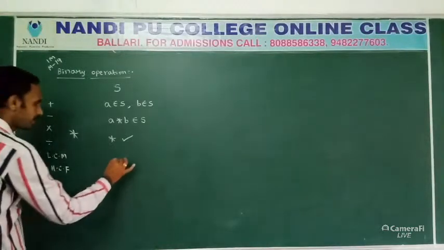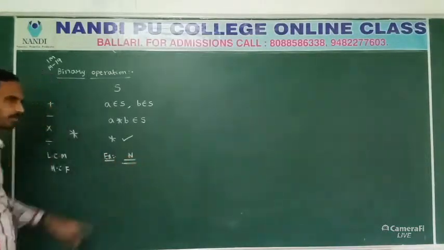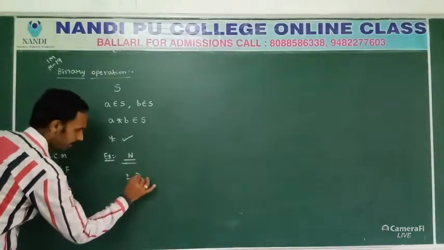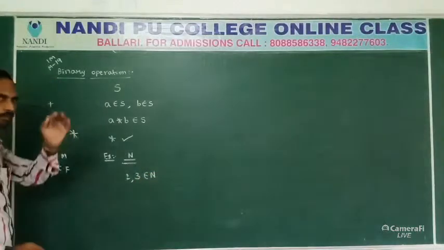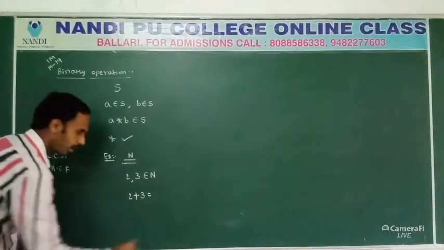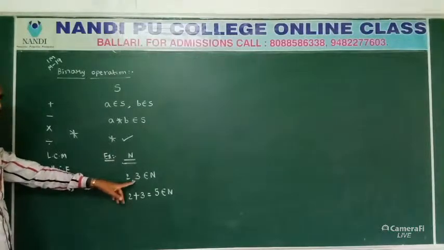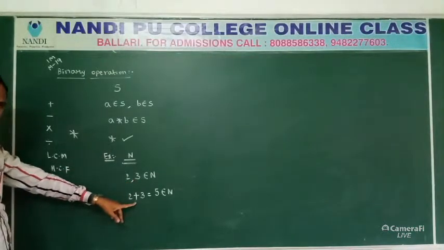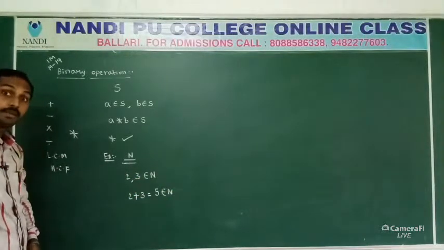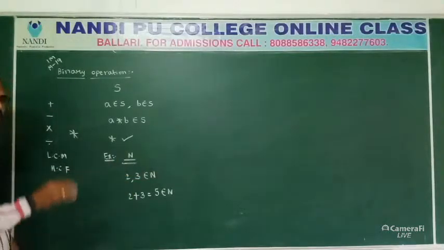Example: take the set of natural numbers. Take two natural numbers, 2, 3 belongs to N. Apply addition. 2 plus 3 is equal to 5. 5 is also a natural number. I have taken two natural numbers, applied the operation plus, and the result is also a natural number. So we can say that plus is a binary operation on N.